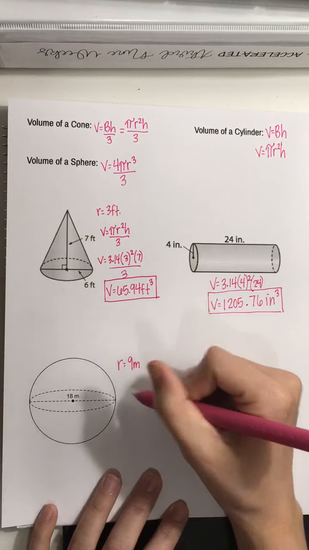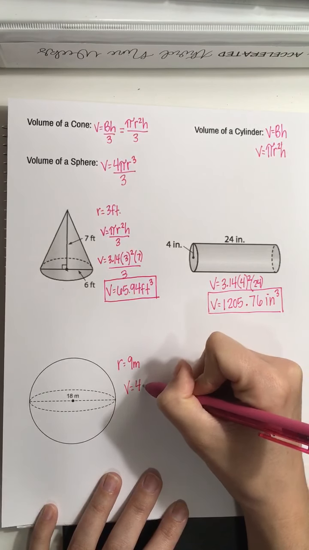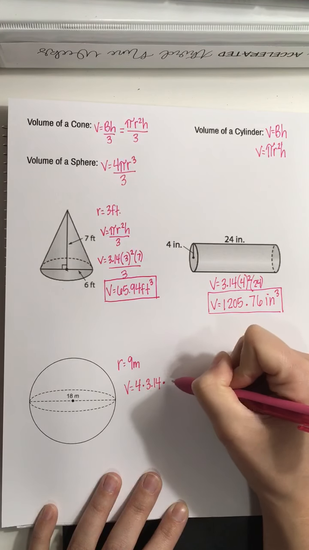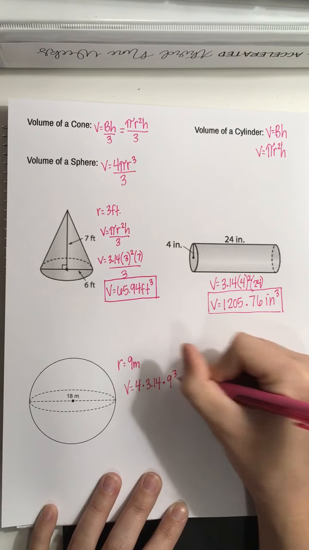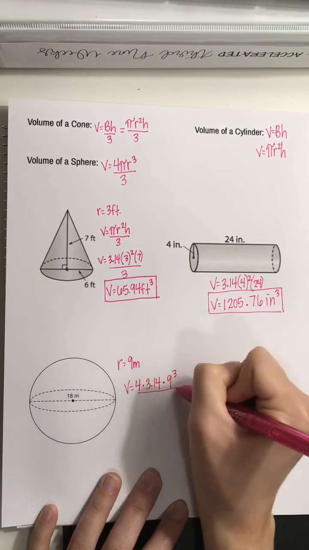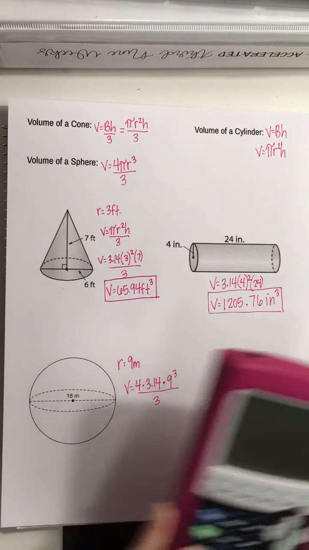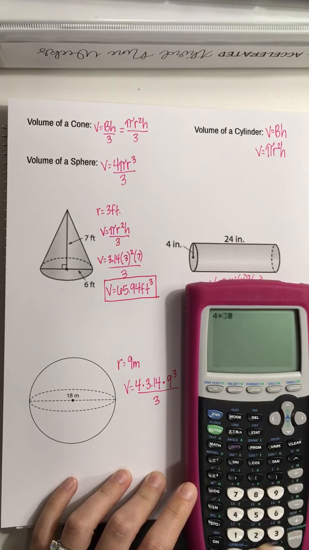So once we do that, then we can go ahead and plug numbers in. So we've got 4 times pi is 3.14, times radius cubed, all divided by 3. Okay, let's plug it in. All right, 4 times pi times radius, or 9 cubed.